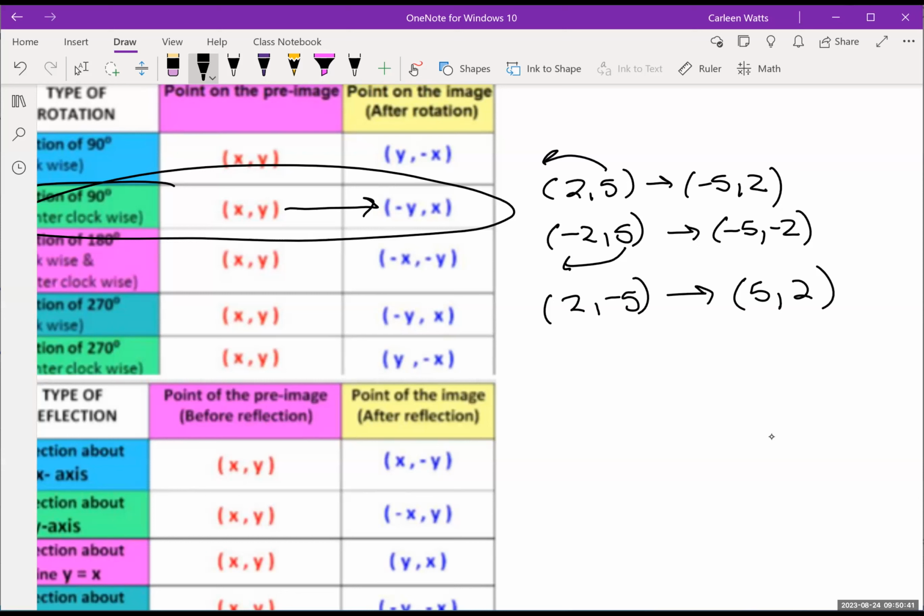Okay, let's do one more. Let's practice one more. (7, 3). What would that do? The y moves to the front and changes sign. Ding, ding, ding. The 3 moves to the front, changes sign. Awesome. I'm getting a lot of good ones. And the 7 moves to the back and does not change sign.